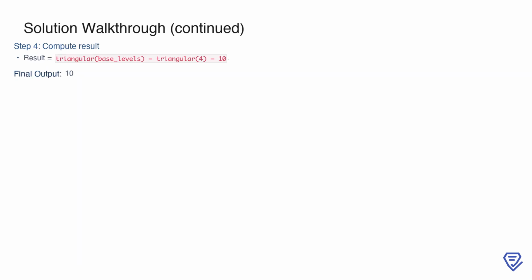Since the total boxes used equals n, there are no remaining boxes to account for. This means the result is simply the triangular number for the maximum full base levels. For base_levels of 4, the triangular number is 10. Therefore, the final output for this example is 10.